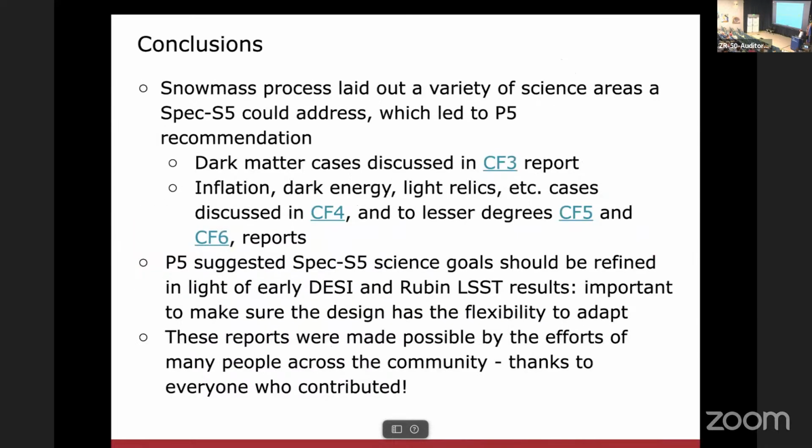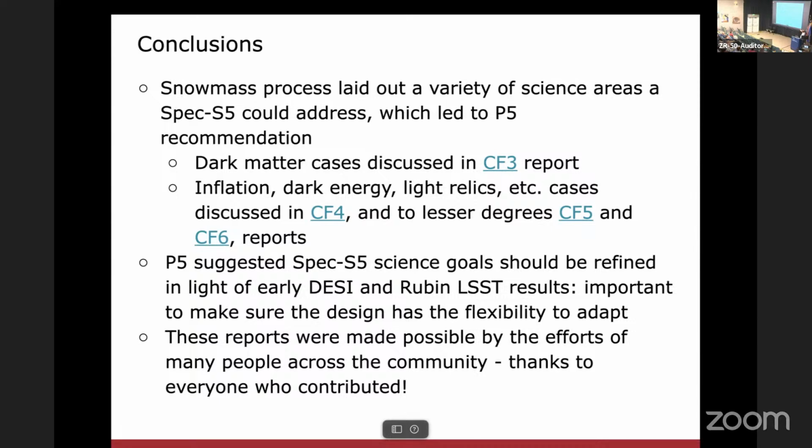So just a few quick conclusions. There's a lot of thought that went into Snowmass, much of it from people in this room. I want us to not lose track of that. I want us to take advantage of that and build on that further and further. That's really what our goal was in working on Snowmass. So look at the CF3 report for dark matter cases, inflation, dark energy, light relics, look at CF4, and to some degree CF5 and CF6.